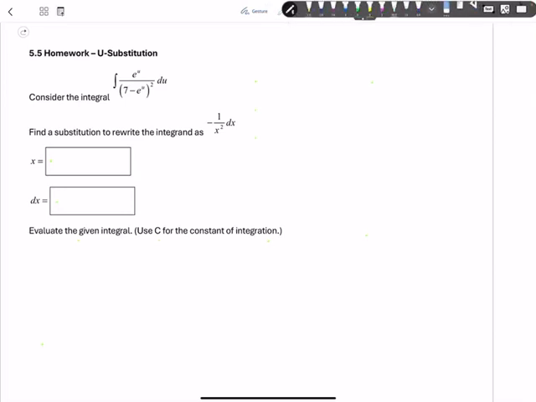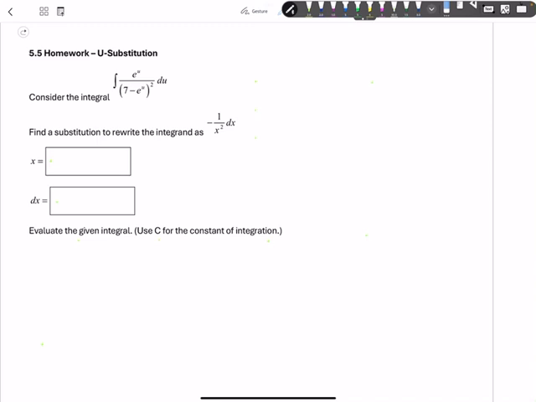Let's take a look at some of the homework problems in section 5.5. And in this section, we're looking at U-substitution. So the first problem here gives us the integral of e to the u divided by 7 minus e to the u quantity squared du.